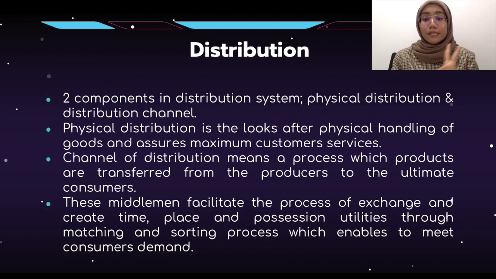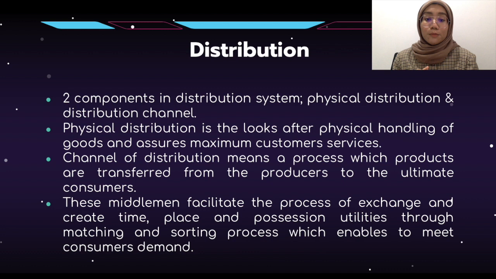There are 2 components in a distribution system, which are physical distribution and distribution channel. First, physical distribution looks after the physical handling of goods and assures maximum customer service. It aims at offering delivery of the right goods through 9 distribution activities, which cover order processing, packaging, warehousing, transportation, inventory control, and customer service.